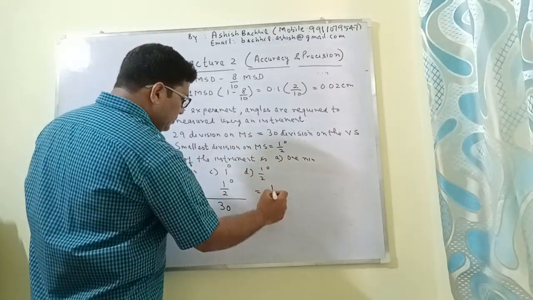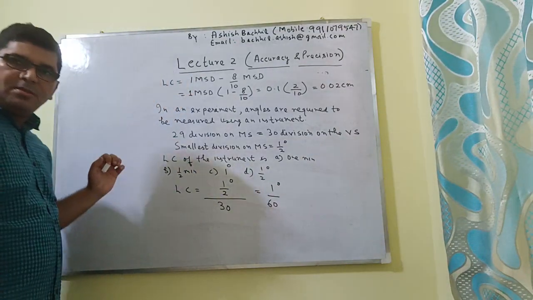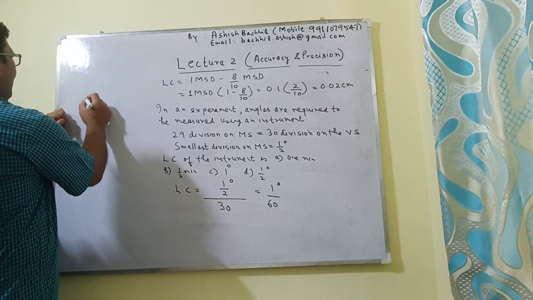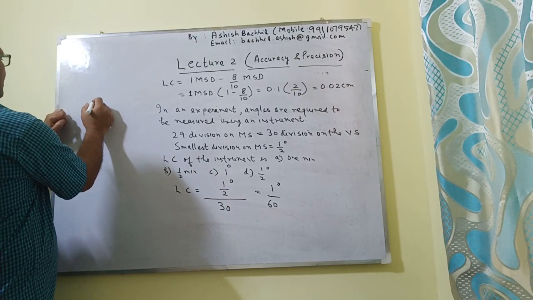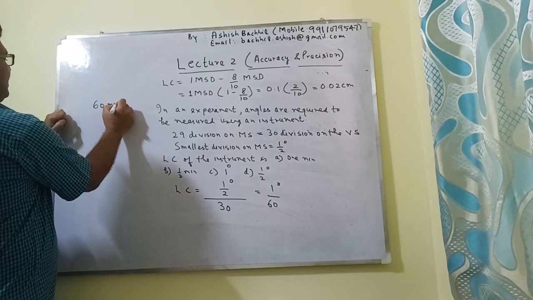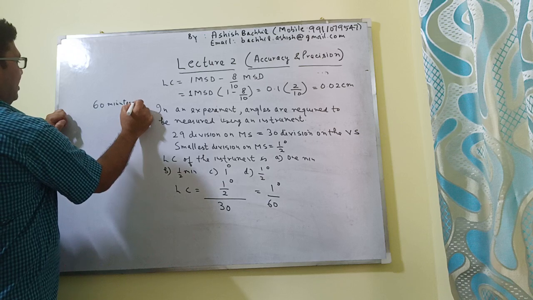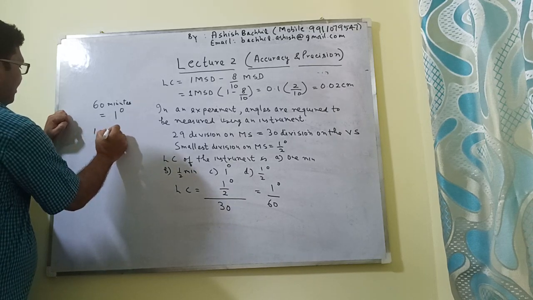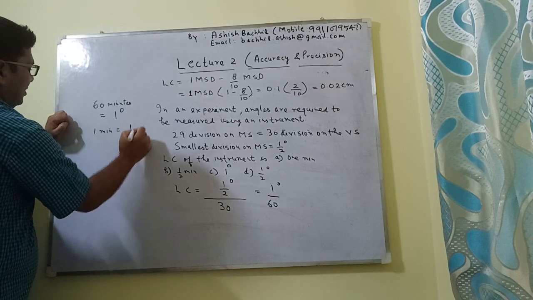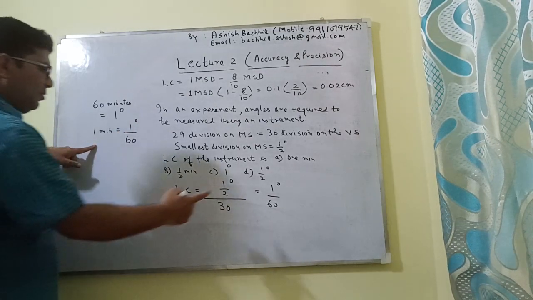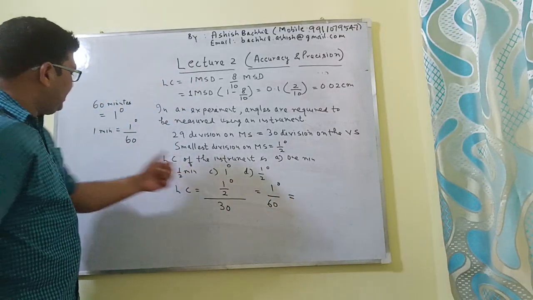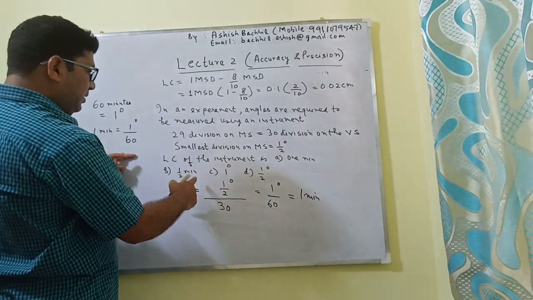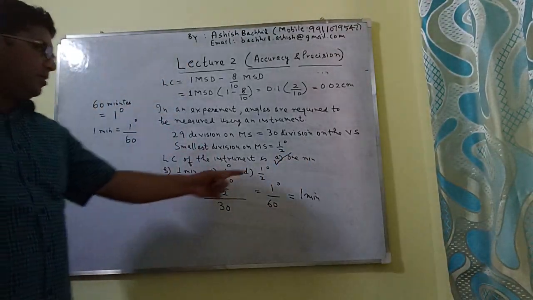Okay, so what we are getting is 1/60 degree. The least count is equal to 1/60 degree. Now we know that 60 minutes is equal to 1 degree. So 1 minute will be equal to 1/60 degree. So this 1/60 degree will be equal to 1 minute. So our correct answer in this case will be the first alternative, that is 1 minute.